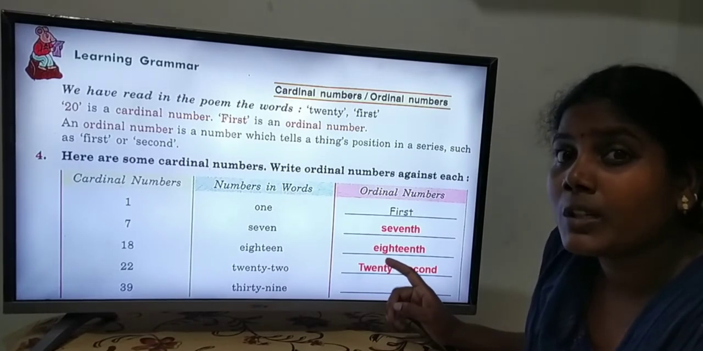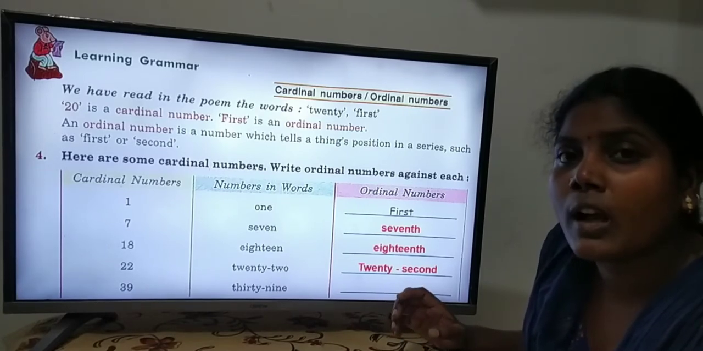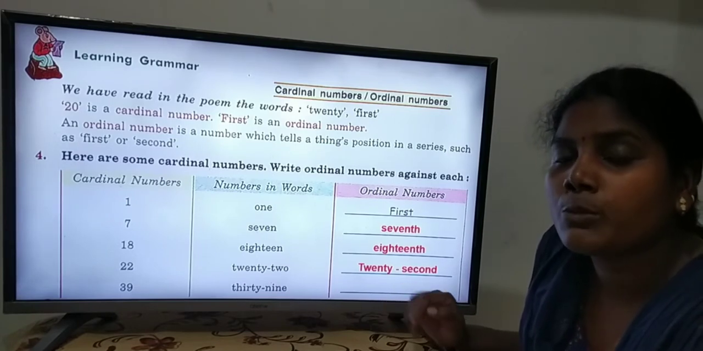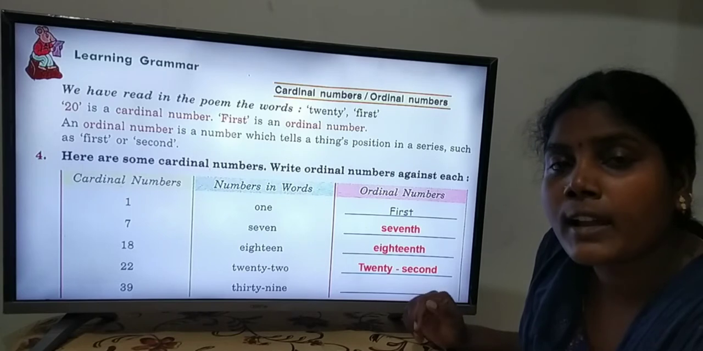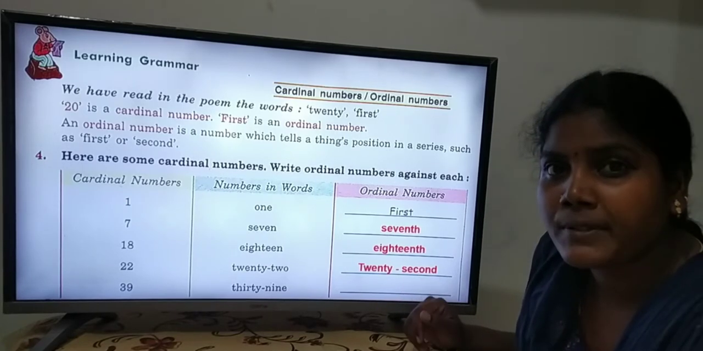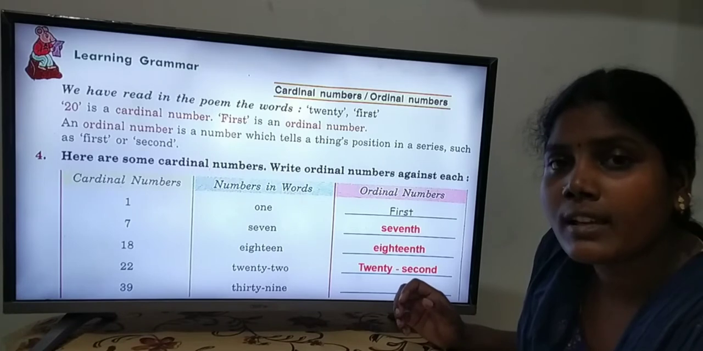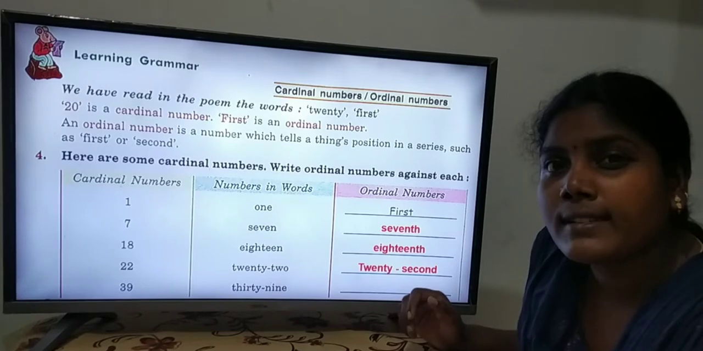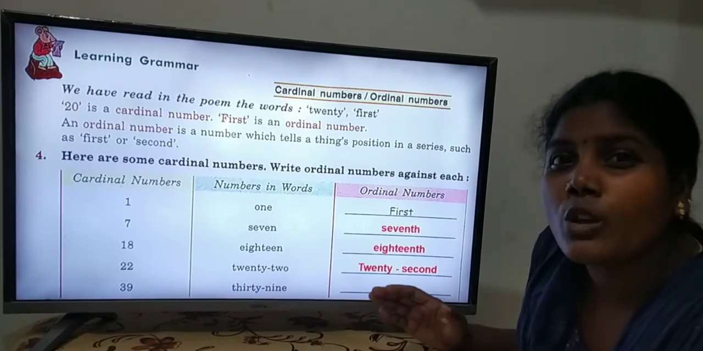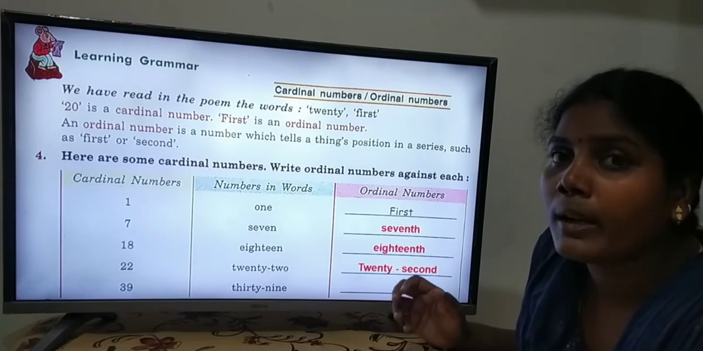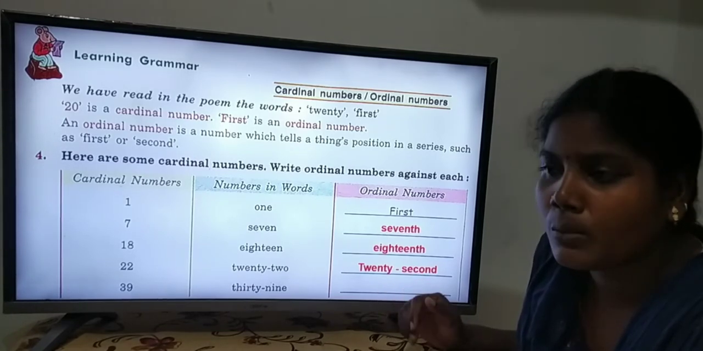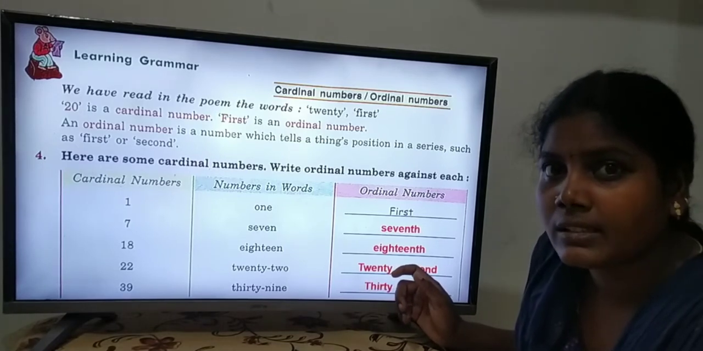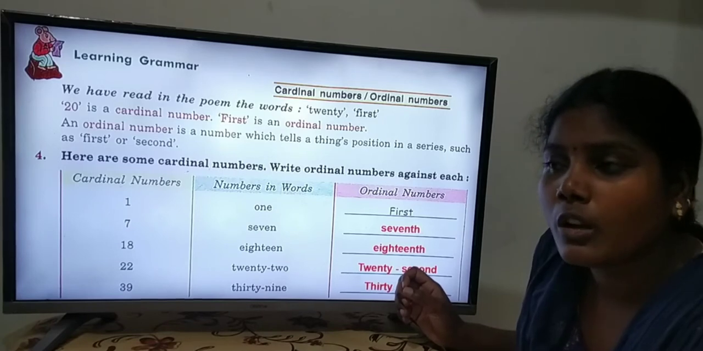22nd. 22nd means, among the students in your class, which position are you in? So if you are the first rank holder, you can say I am the class first. If you are second, you can say I am the class second. So likewise, you can say I am the 22nd in my class. So that is your position. So when we are talking about the position, that is the ordinal numbers. So 22nd and 39th. That is the ordinal numbers.